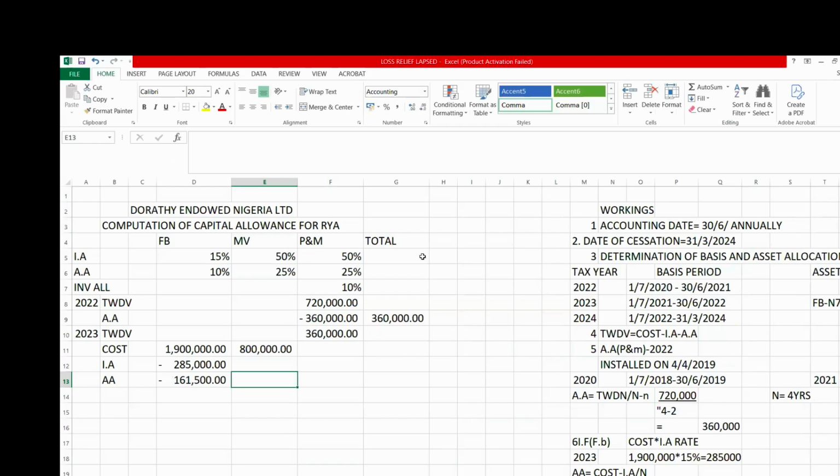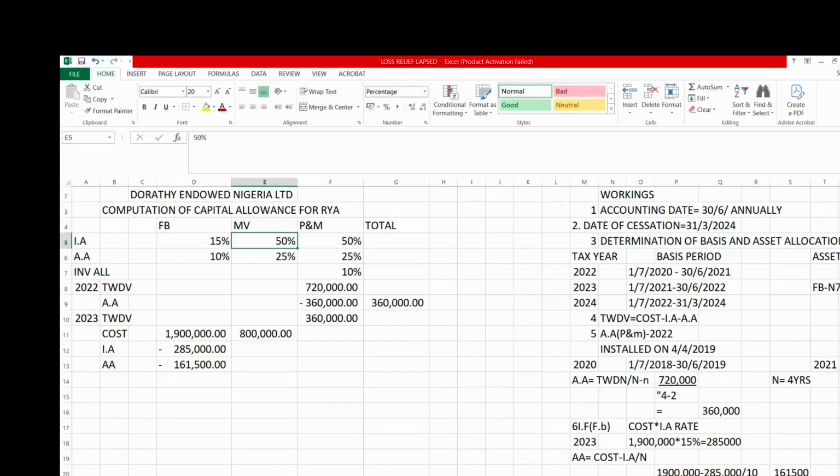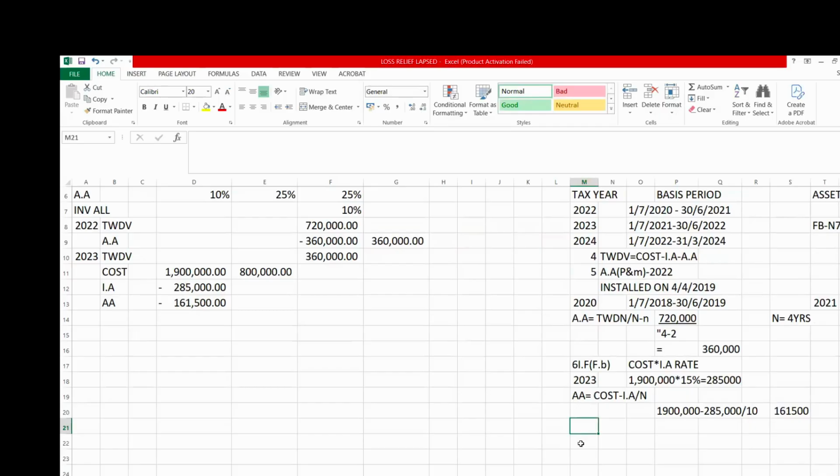The same thing, you also go to motor vehicle, because motor vehicle was also newly acquired. We have initial allowance, which will be 50% of 800,000. Working 7, motor vehicle.